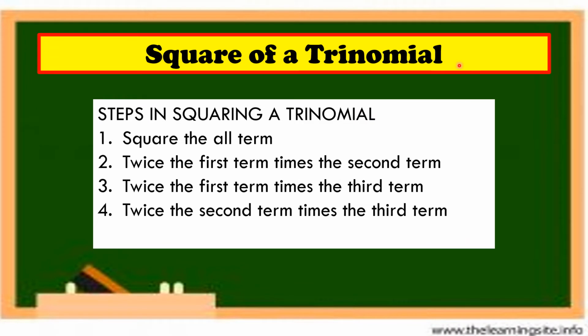Square of a trinomial. Steps in squaring a trinomial. Number 1, square all the terms. Number 2, twice the first term times the second term. Number 3, twice the first term times the third term. Number 4, twice the second term times the third term.